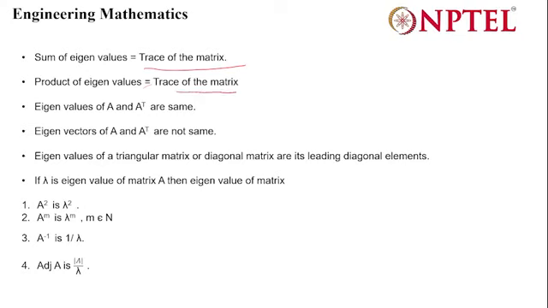Then the eigenvalues of A and A transpose are the same. Eigenvectors of A and A transpose are not the same. Okay. Eigenvectors, why are they not the same? Can anyone tell? Because A transpose would be opposite, like row and column would be different. Yeah, correct.